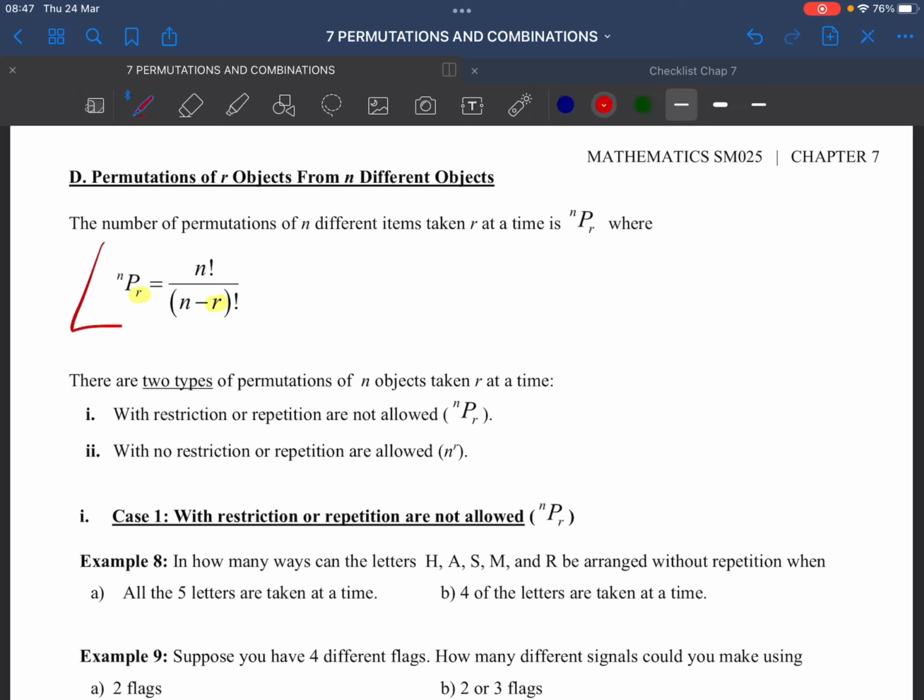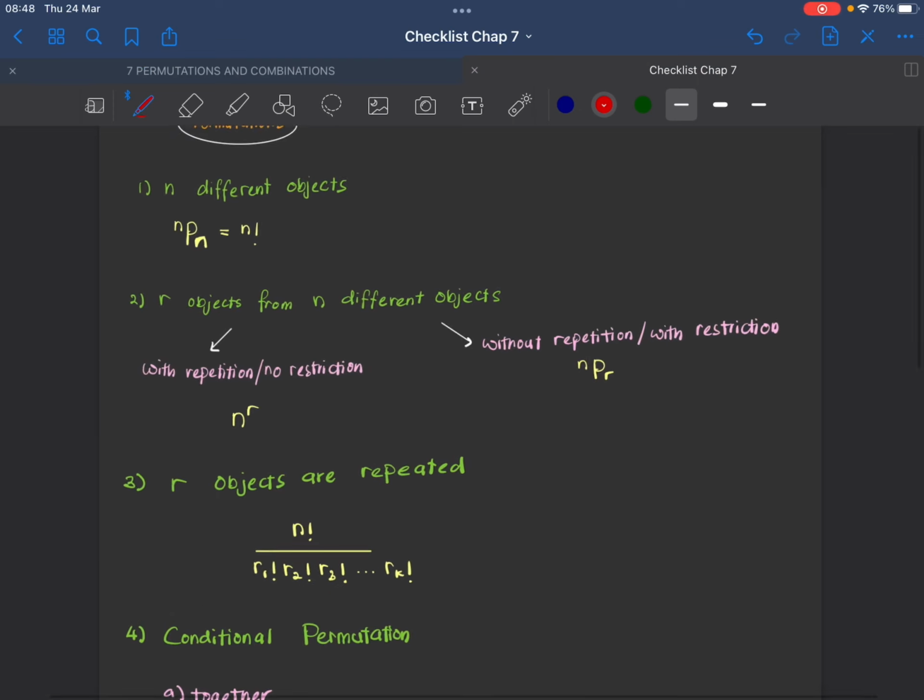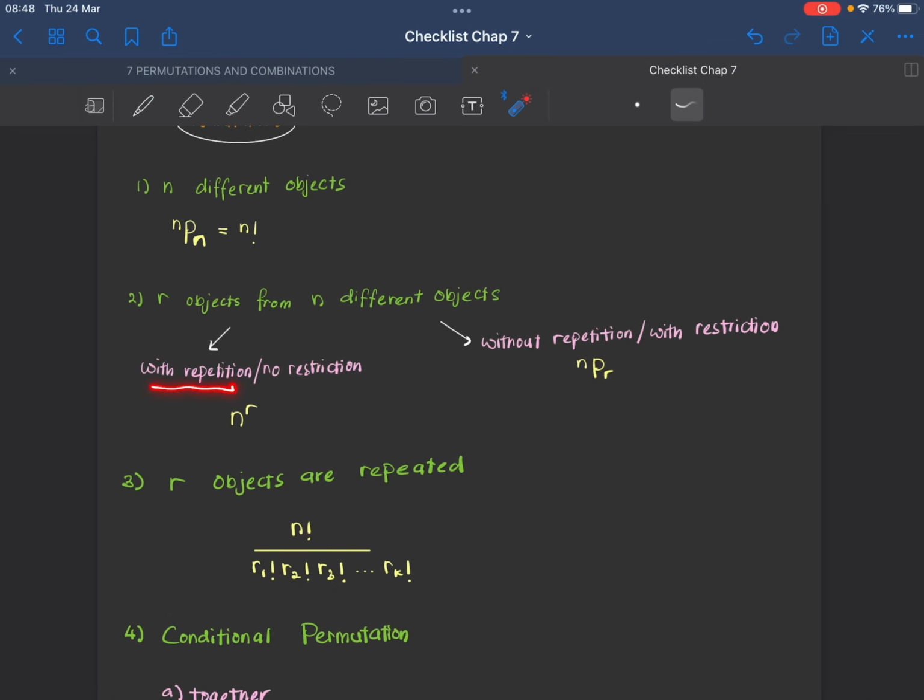If the question says without using calculator and use the formula, and sometimes when the question says show, you have to use this formula. Okay, n factorial over n minus r factorial. So as I said before, there are 2 types of permutation of n objects taken r at a time. Which is, we have with repetition, meaning repetition is allowed. That means no restriction. And then without repetition, and that means with restriction.